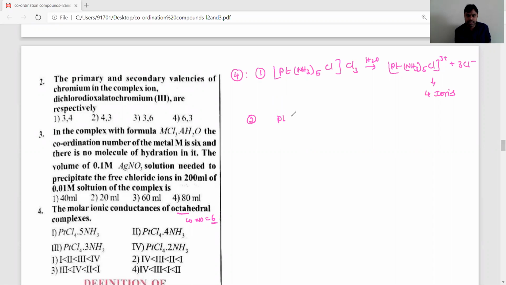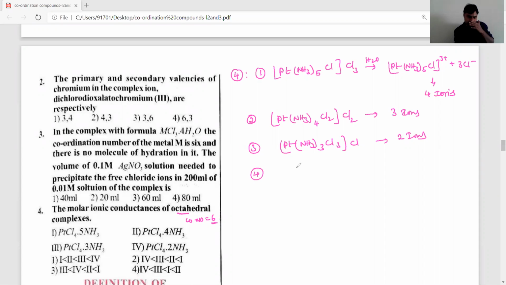The second one, Pt(NH3)4: the number of ammonia ligands is decreasing, so the number of chloride ions going to the coordination sphere will increase. Pt(NH3)4Cl2 Cl2, with the remaining 2 chloride ions outside. So it forms how many ions? 3 ions. Next, the third one is Pt(NH3)3. So 3 chloride ions will be in the coordination sphere, and only 1 chloride ion outside the sphere. So the number of ions is 2 ions.